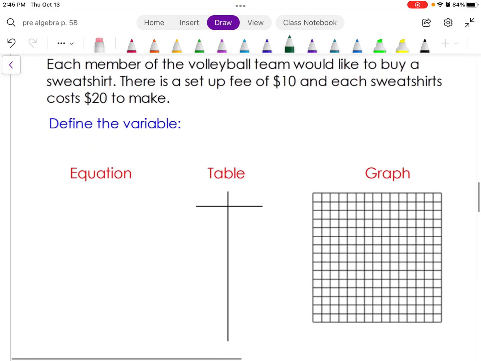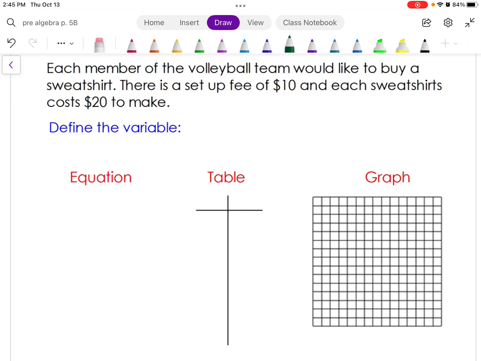So, our first example, each member of the volleyball team would like to buy a sweatshirt. There's a setup fee of $10, and each sweatshirt costs $20 to make. So what are we talking about? We're talking about the cost of sweatshirts. All right. So if we define our variables, remember our equation is going to be in that slope-intercept form, y equals mx plus b. So our variables for our linear equation are x and y.